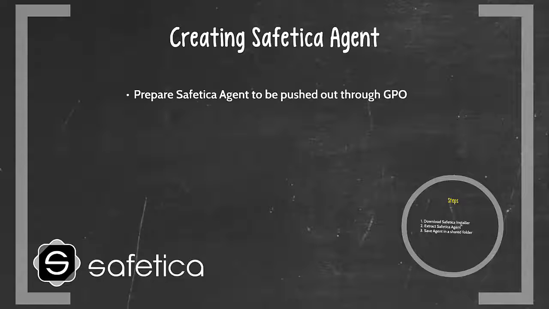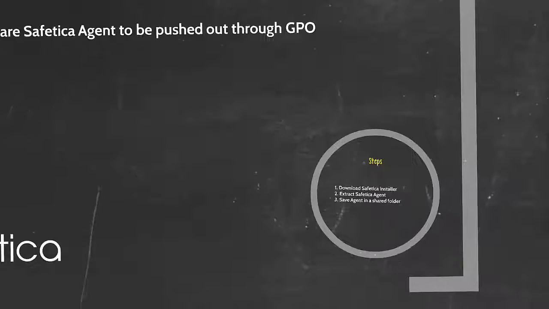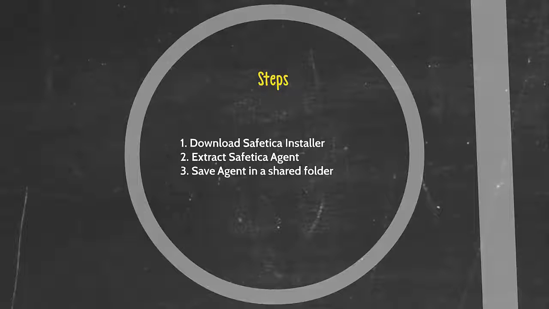The first thing we must do is to prepare the Safetica agent to be pushed out through a GPO. This will require 3 steps. We need to download the Safetica installer, extract the Safetica agent, and then save the agent in a shared folder to be accessed later.